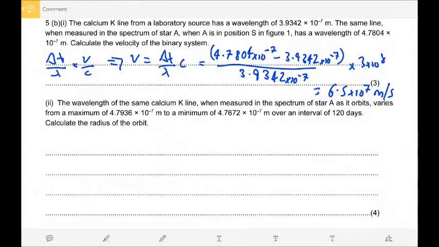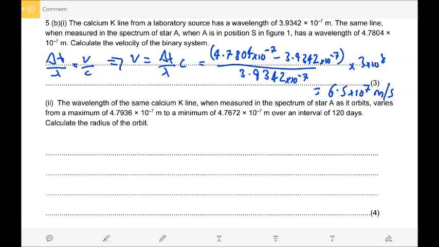Okay, next part, slightly trickier. We've got the same calcium line and we measured its location in the spectrum, and it varies from this wavelength to a minimum of this wavelength over a period of 120 days. We've got to work out the radius of the orbit.